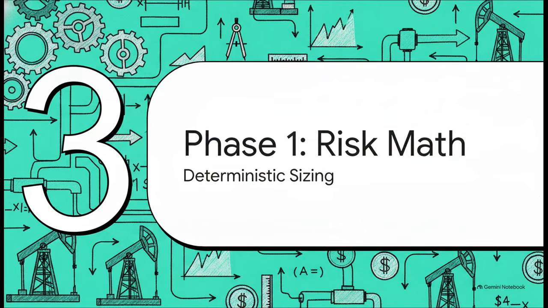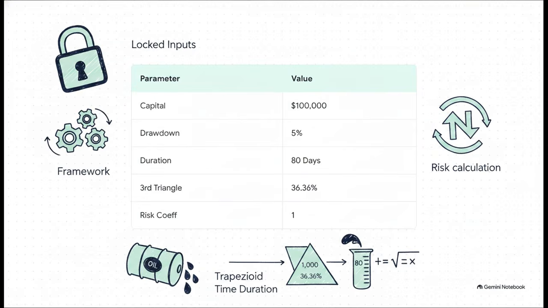Right, let's move to Section 3, Phase 1, Risk Calculation. The structural inputs you see here are locked in, establishing a rigid framework for risk calculation. Let's run through the parameters. We're working with a hypothetical capital of $100,000. The expected maximum drawdown is capped at 5%, which is $5,000. The forward trapezoid time duration is set to exactly 80 days.